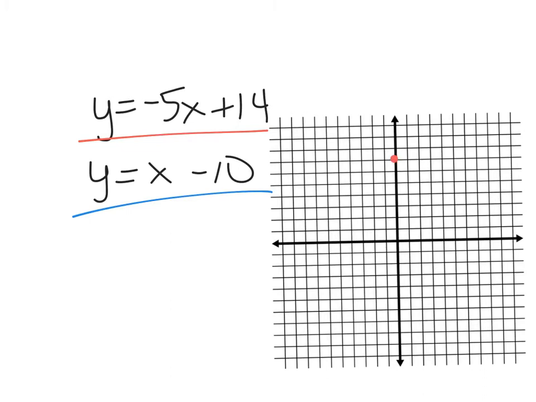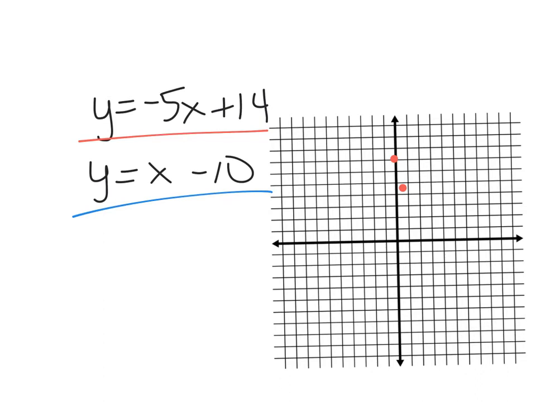What's my slope? 5. So you go up 5. It's a negative 5. Negative 5. Oh, you go down 5. Remember, this is 2, so it makes me down 5 over 1. So it's kind of right there in the middle.